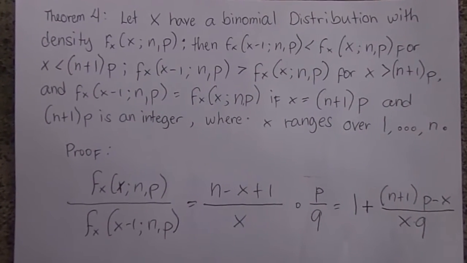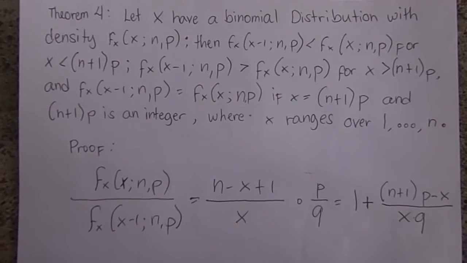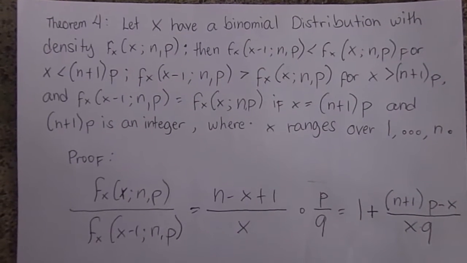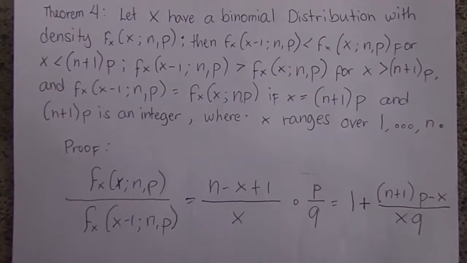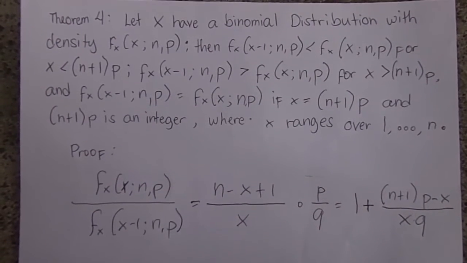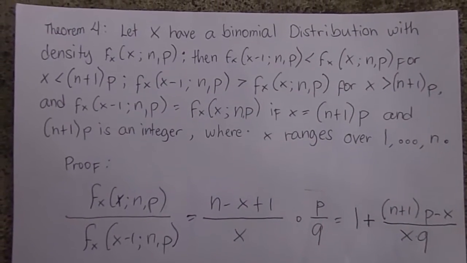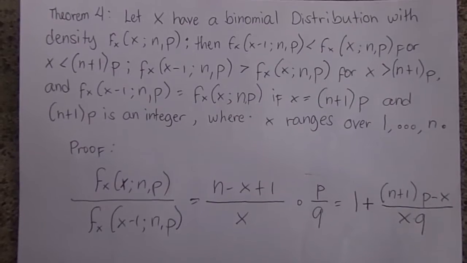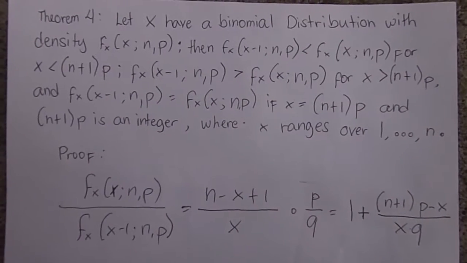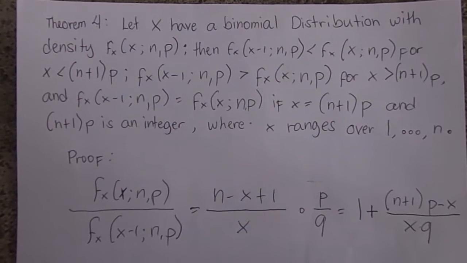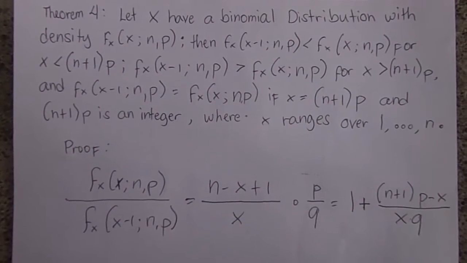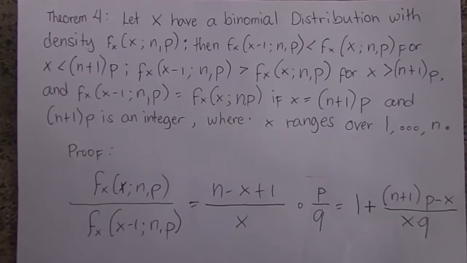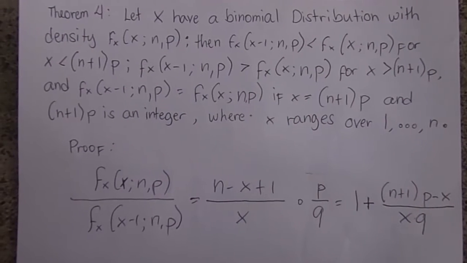f(x-1; n, p) is less than f(x; n, p) for x less than (n+1)p, and f(x-1; n, p) is equal to f(x; n, p) if x is equal to (n+1)p, and (n+1)p is an integer, where x ranges over 1 up to n.